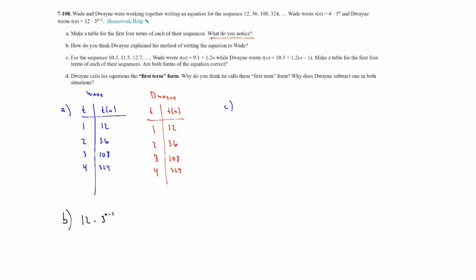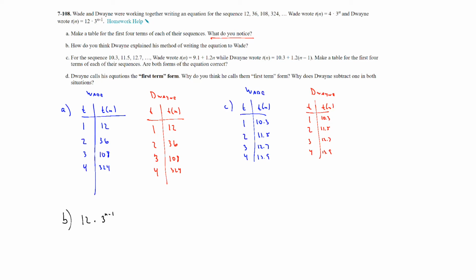Part C, for the sequence 10.3, 11.5, 12.7, Wade wrote T of n equals 9.1 plus 1.2n, where Dwayne wrote T of n equals 10.3 plus 1.2 times n minus 1. Make a table for the first 4 terms of each of their sequences. Are both forms of the equation correct? So let's go ahead and do the same thing we did for part A, but with a different sequence. And so once again, you can see that both forms of the equation are correct.